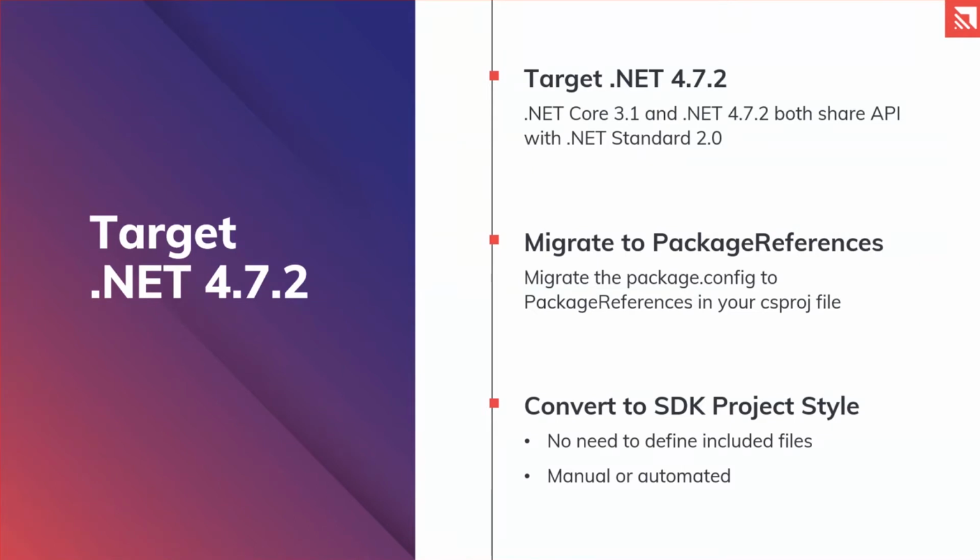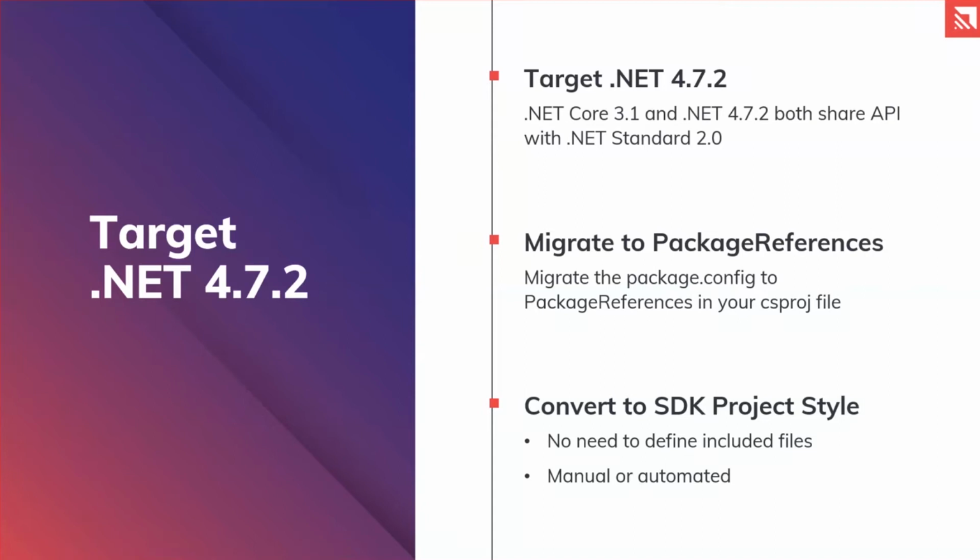Once you are on .NET 4.7.2, things you want to do as part of that is to migrate to package references. The standard way of doing package dependencies, like NuGet dependencies, in that framework is packages.config. But the new way of doing it is in the project file, and you want to do that as package references. This can actually be done automatically through a tool in Visual Studio, so it is a very simple process to do.